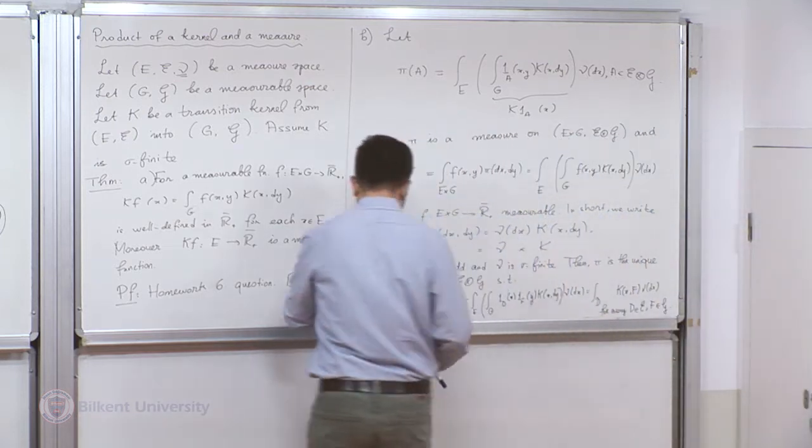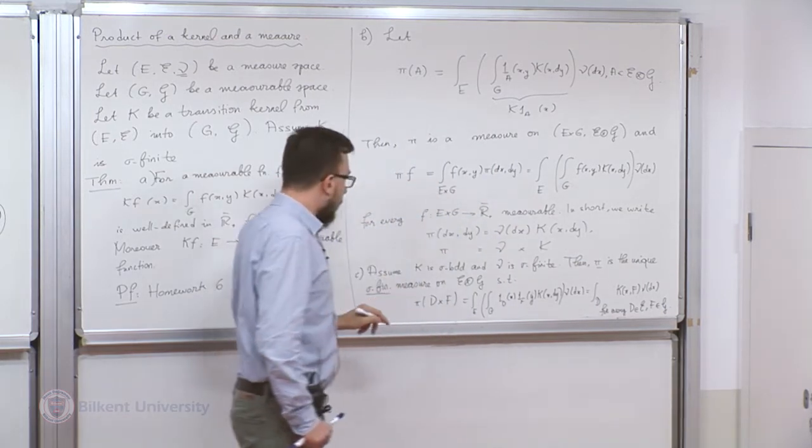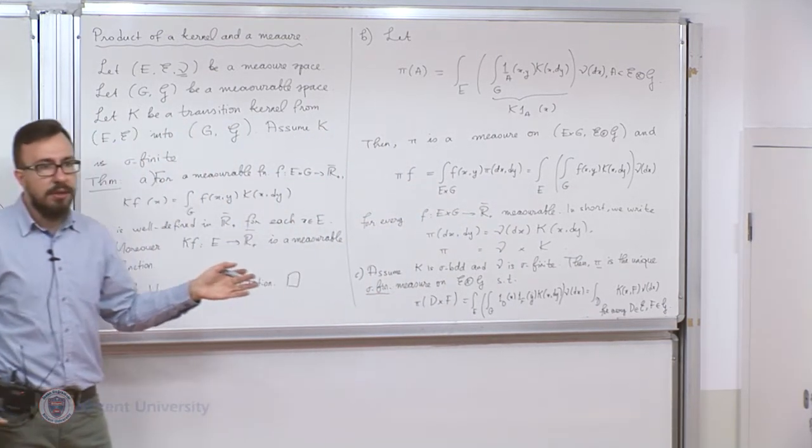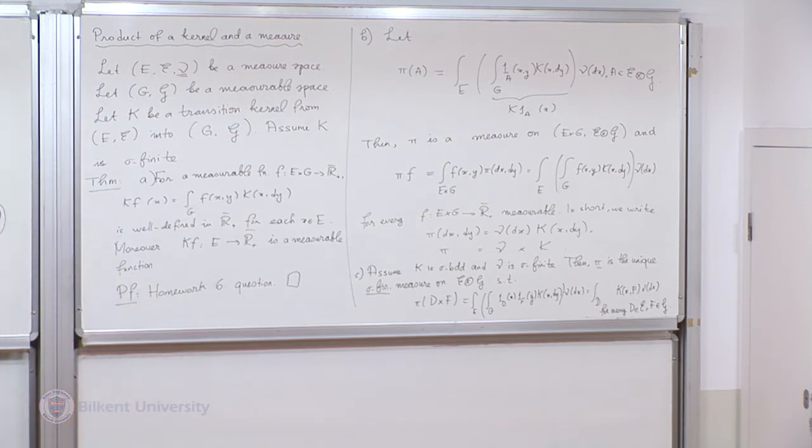Since pi is now sigma finite, its values are uniquely determined on measurable rectangles, right? If you know the values, the measure is uniquely determined by those values because of the uniqueness result about measures. So measures are uniquely specified by their values on a pi system if that measure is finite or sigma finite. So this is the sigma finite case.